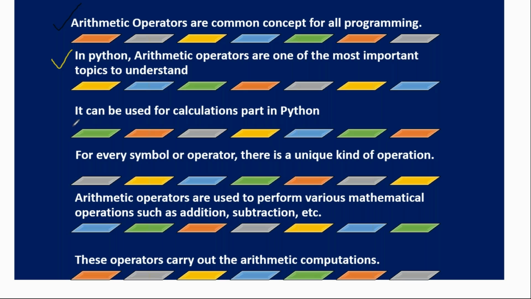They are used for the calculation part in Python programming language. For every symbol or operator, there is a unique kind of operation. That means if you observe any symbol, we have a unique meaning for it. In Python programming, arithmetic operators are used to perform various mathematical operations such as addition, subtraction, multiplication, and so on. Many operators are there to do the calculation part. These operators carry out the arithmetic computations, as we discussed: addition, subtraction, multiplication, division, like that. So this is all the information related to arithmetic operators.